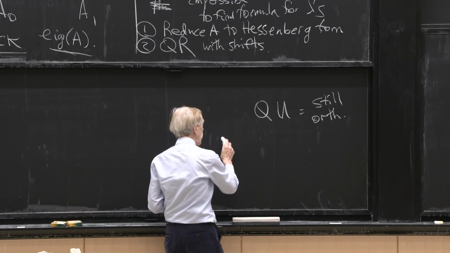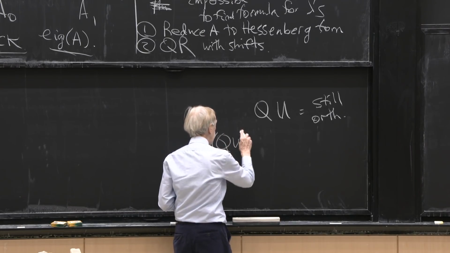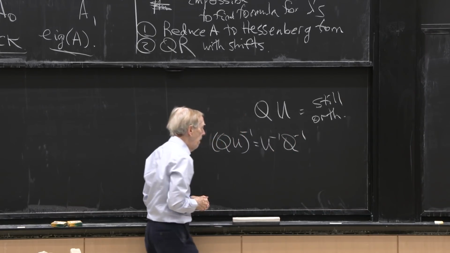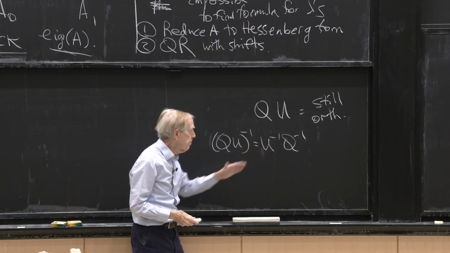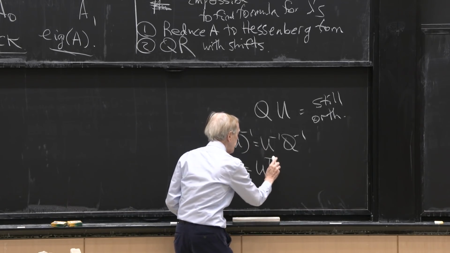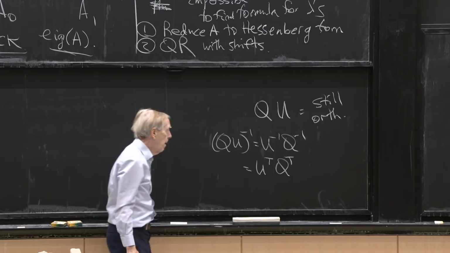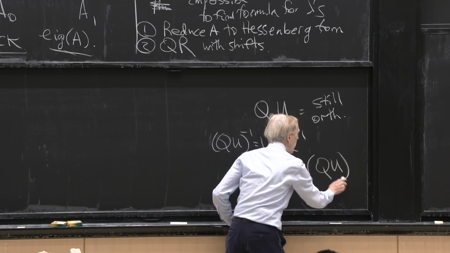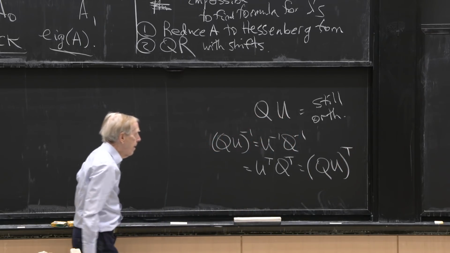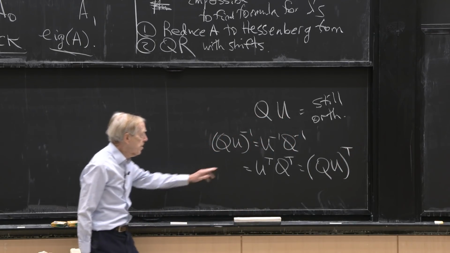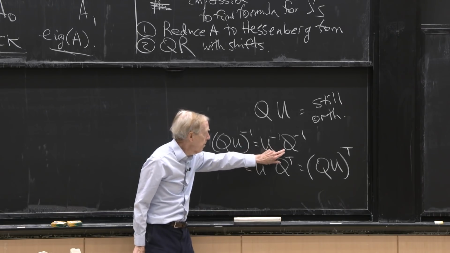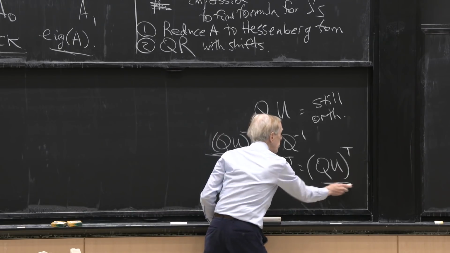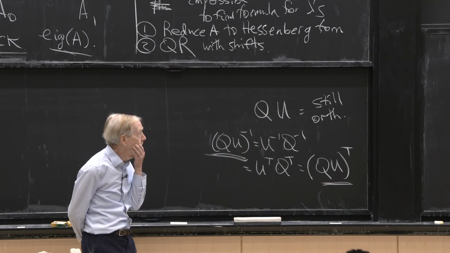So I'll invert it. QU inverse. Of course, for any matrix, that's U inverse, Q inverse. But these were separately orthogonal, so that's U transpose, Q transpose. And that is the same as (QU) transpose. So I use the orthogonality of U and the orthogonality of Q to conclude that the inverse is the transpose. So the answer is yes, I could do that.